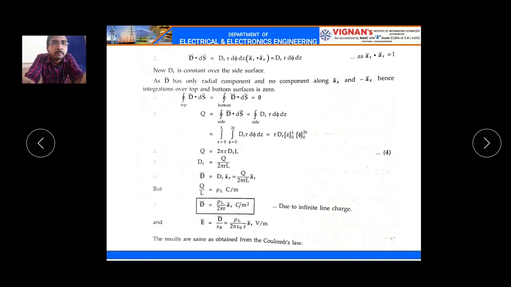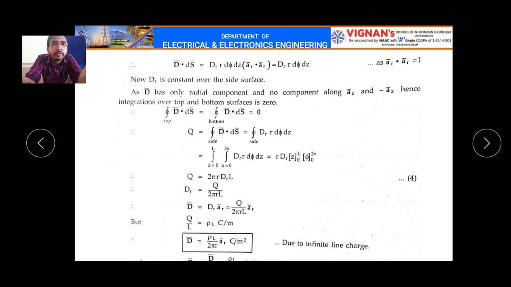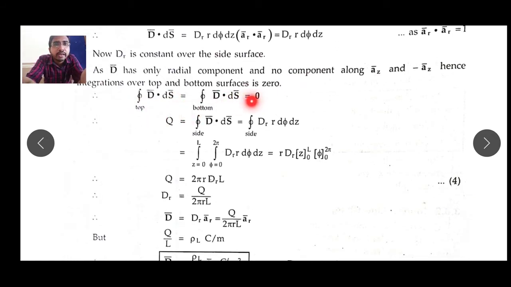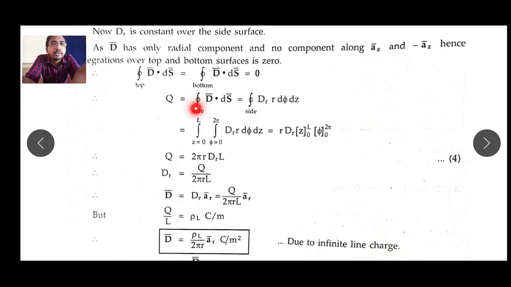Now from the diagram it is clear that the infinite line charge is placed along the z axis. So on the top side you have the plus z direction, on the bottom side you have the minus z direction. So the unit vector on the top is az, the unit vector on the bottom is minus az, so their effects will be cancelled, and the integral D bar dot ds bar on the top side and bottom side will become equal to 0. So it is enough if you do the integration only on the side of the cylinder.